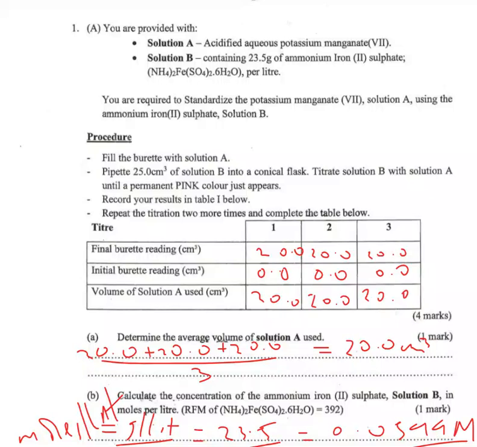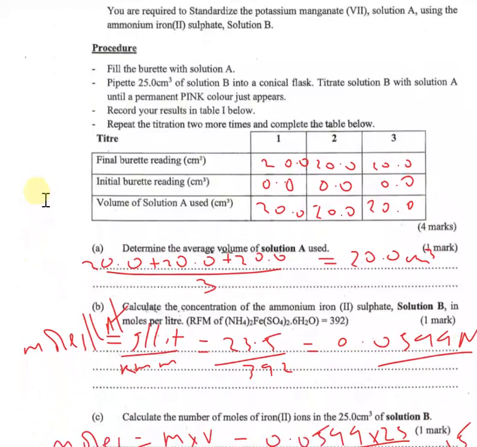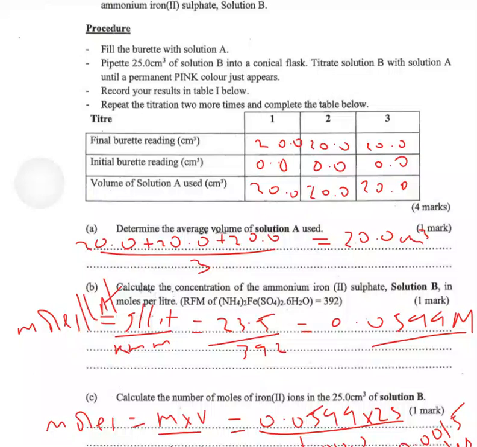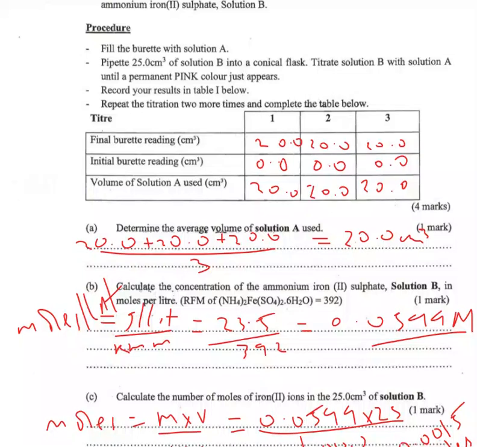sulfate solution B. So when you look at the procedure, we have the average volume of solution A that was put in the burette, and we pipetted solution B, which was ammonium iron(II) sulfate solution. Now on to the first question, we are asked to determine the average volume of solution A. When you do the experiment, we can have a pseudo value of 20.0 as the average volume for solution A.